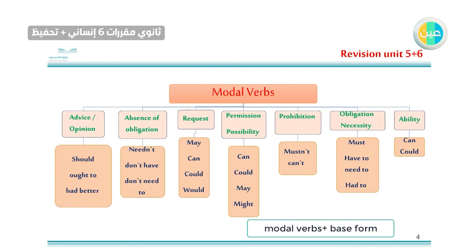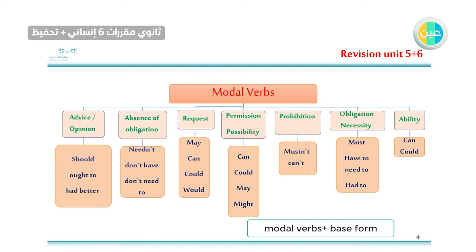When you want to express, or say a sentence expressing, advice or opinion, you can use should, ought to, had better. If you want to express absence of obligation, there is no obligation, you will use needn't, don't have to, don't need to. If you want to express request, you can use may, can, could, or would. If you want to express permission or possibility, you can use can, could, may, might.